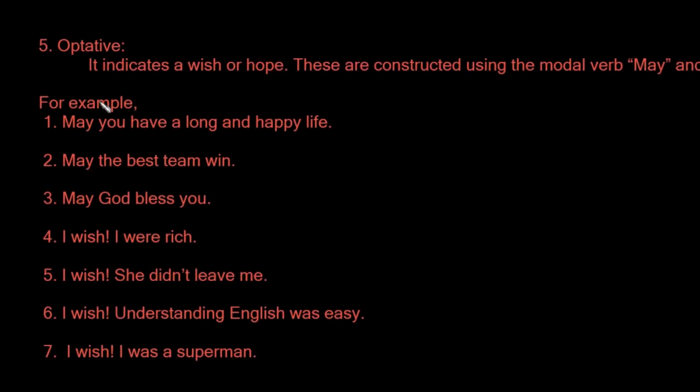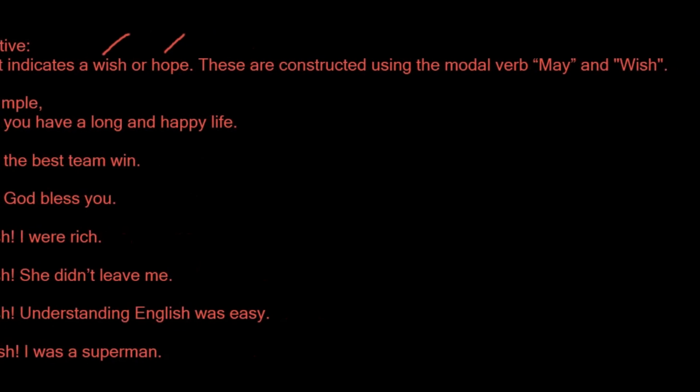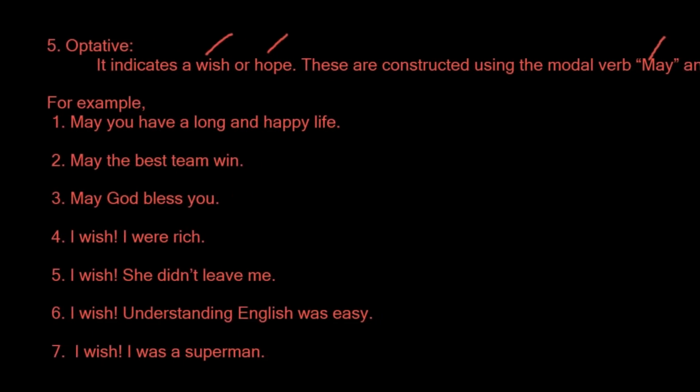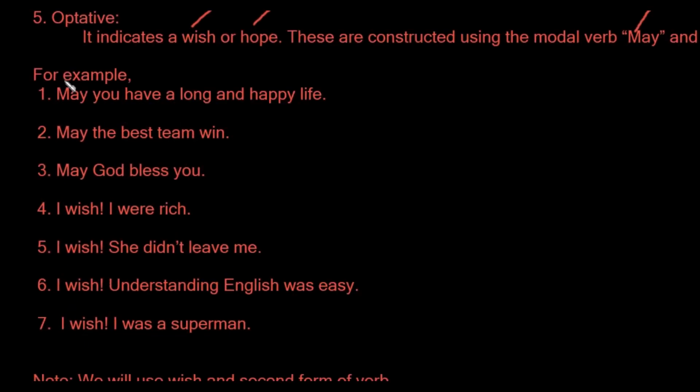Okay, the fifth one is the optative sentences. It indicates a wish or hope. These are constructed using the modal verb may, and sometimes we use wish, and it indicates wish and hope. For example, may you have a long life. May you have a long and happy life. May you have a long and happy life is a kind of prayer. It is also used for prayers. Wish, hope, and prayers.